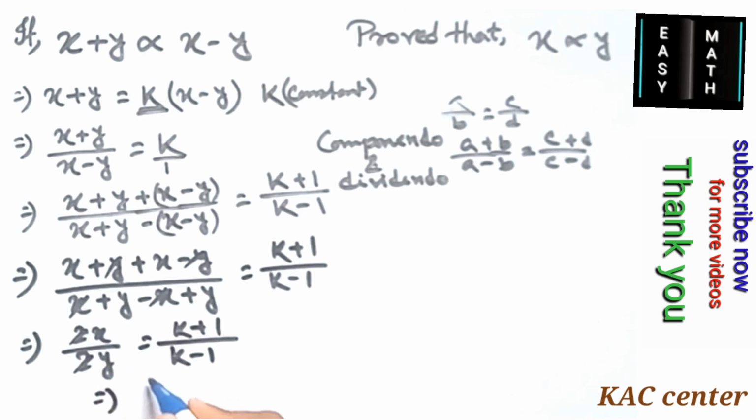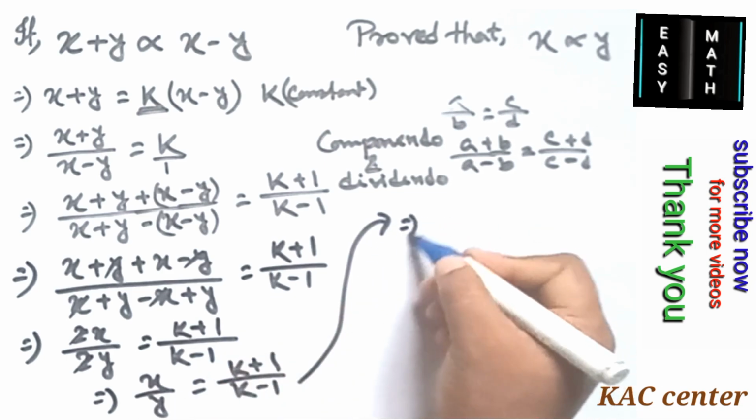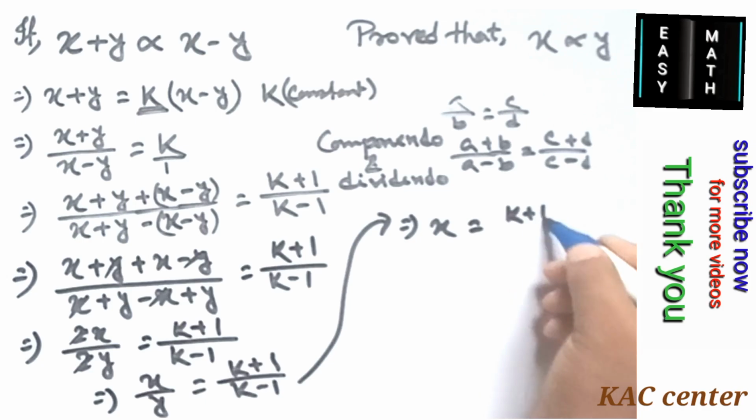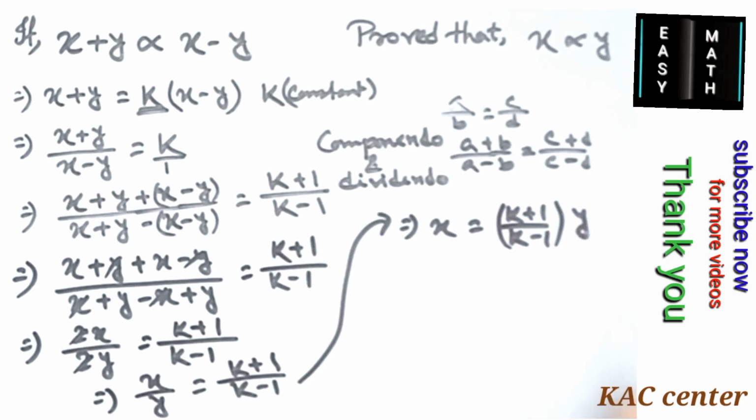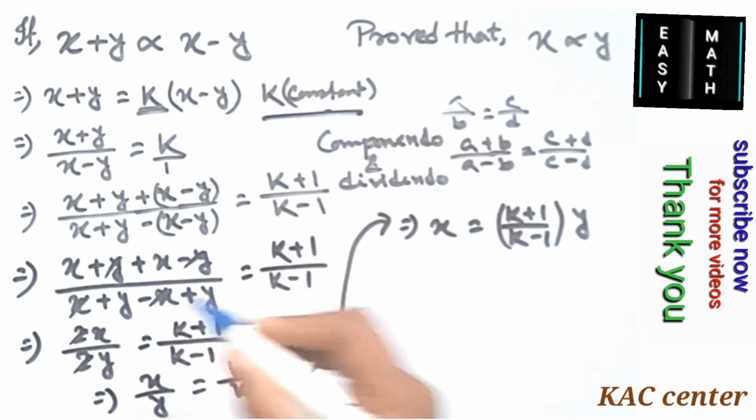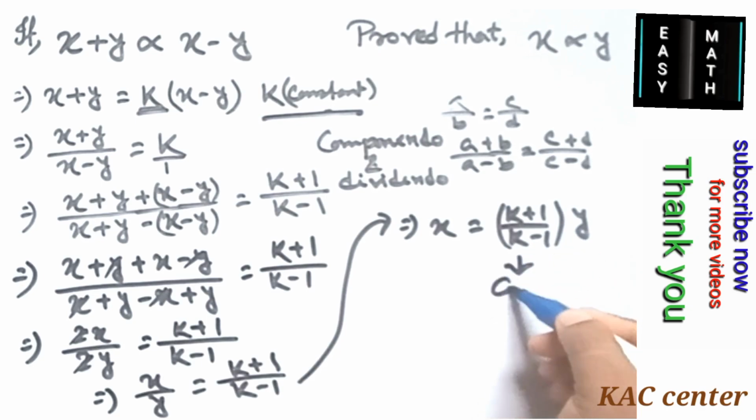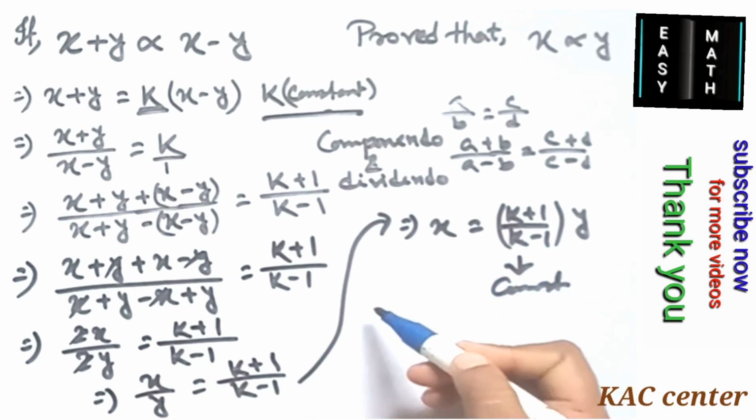So again we can write x by y is k plus 1 over k minus 1. So x is equal to k plus 1 over k minus 1 times y, and k is a constant. We take k as a constant, and k plus 1 over k minus 1, is this always a constant? So this is always a constant.